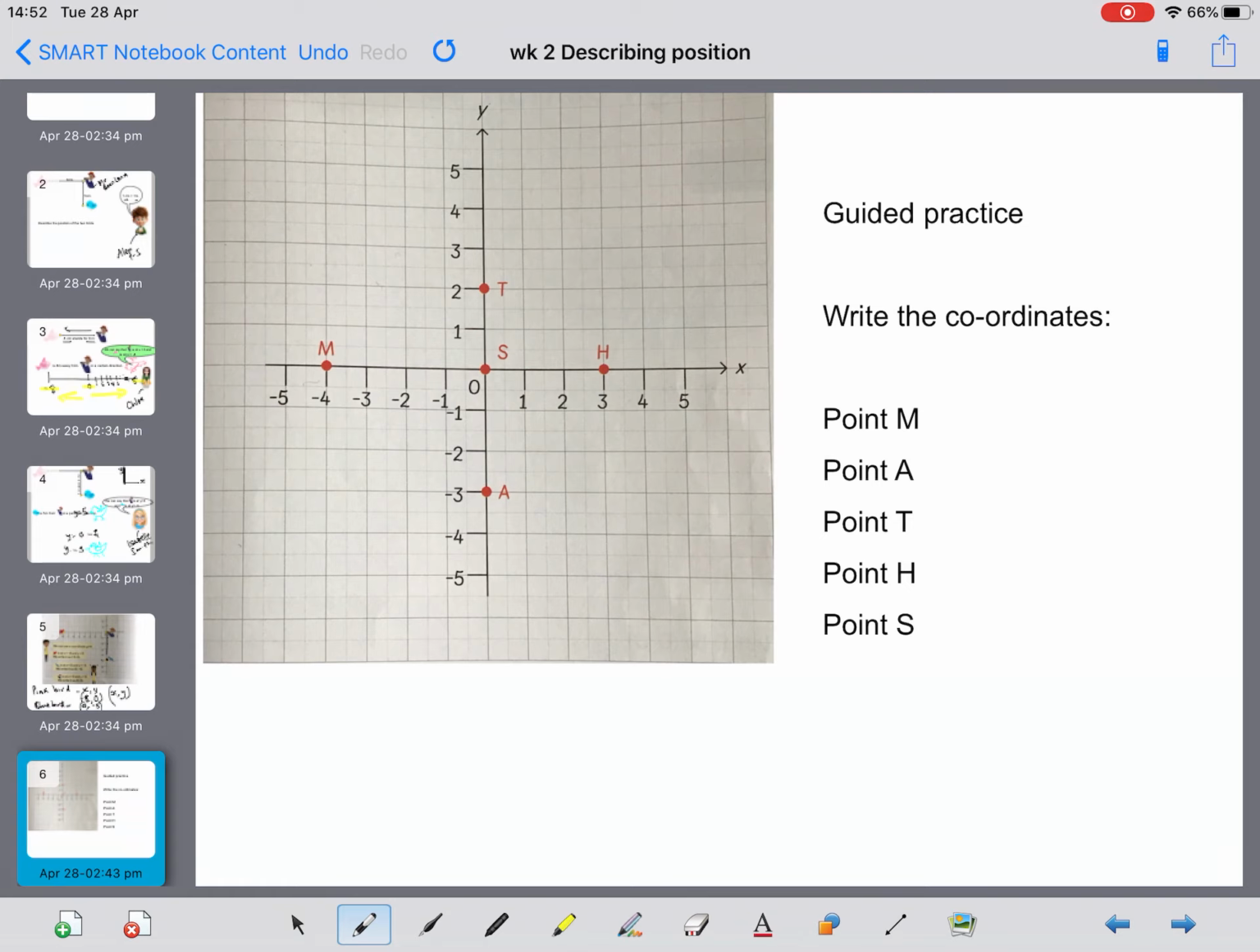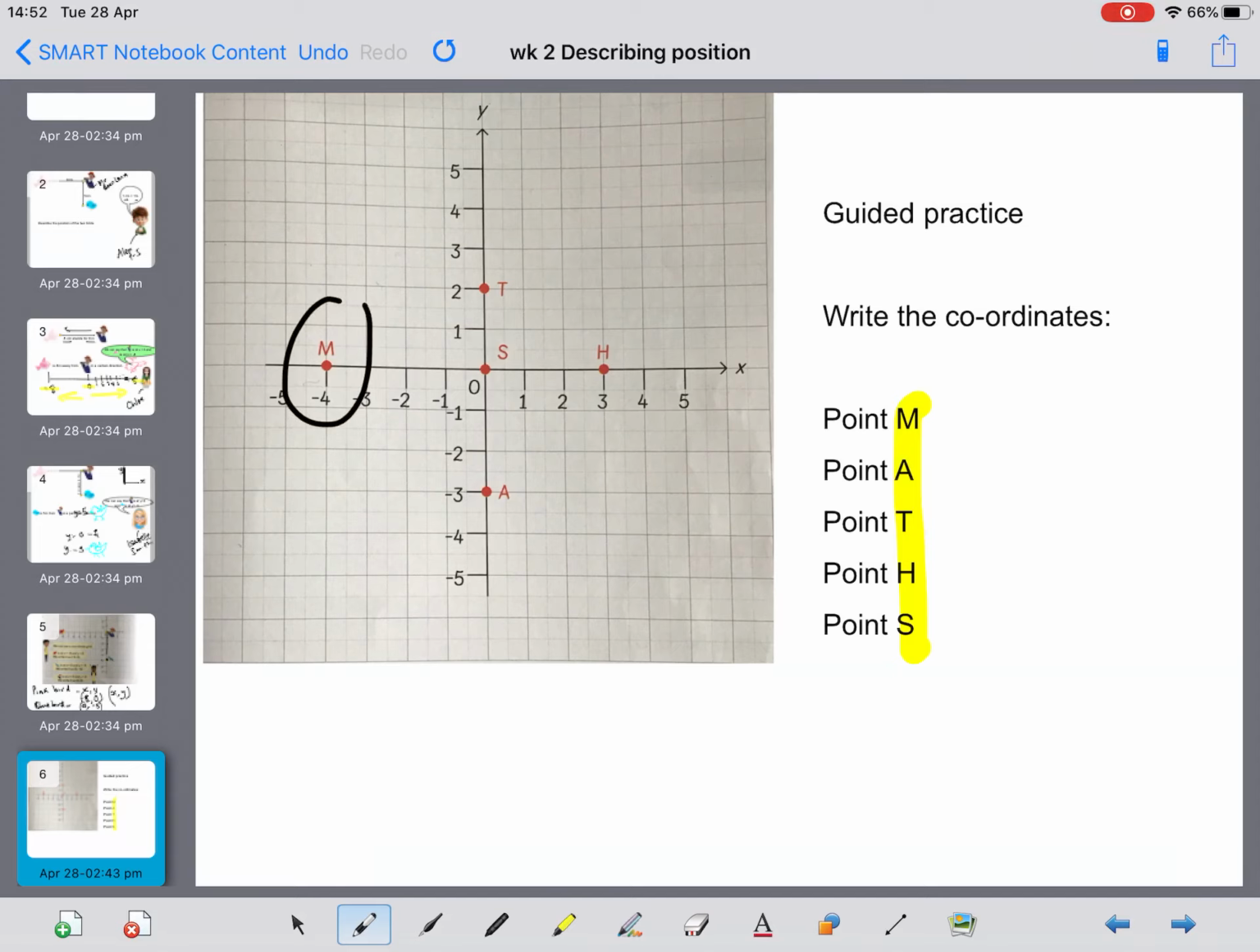Right, so have a go at this one. Pause the video, have a go, see if you can work out what the coordinates for all these letters are. Now, yesterday I said it was a random selection of letters. Today I have noticed that it says maths. So see if you can find the coordinates for M, A, T, H, S.